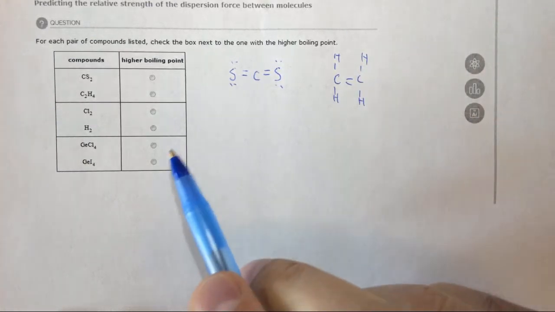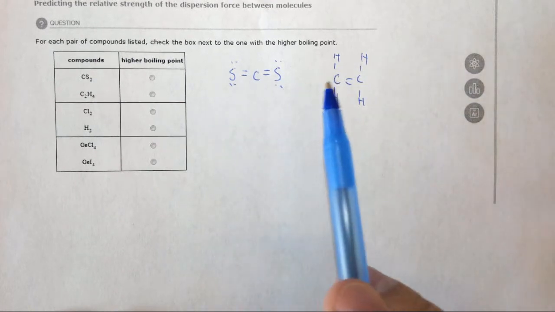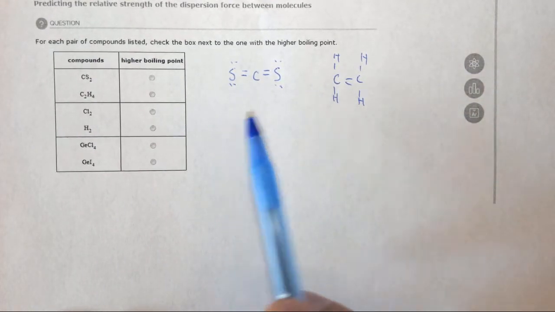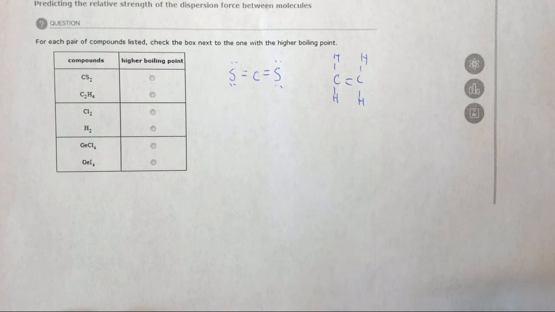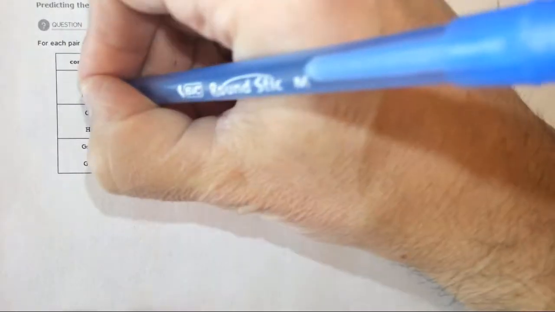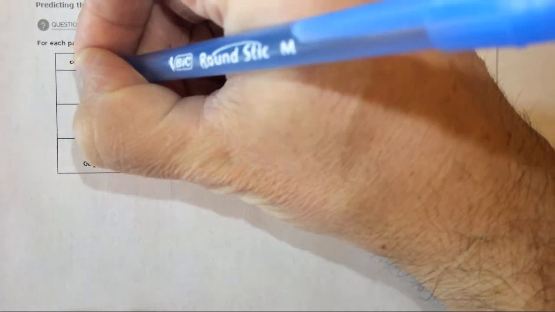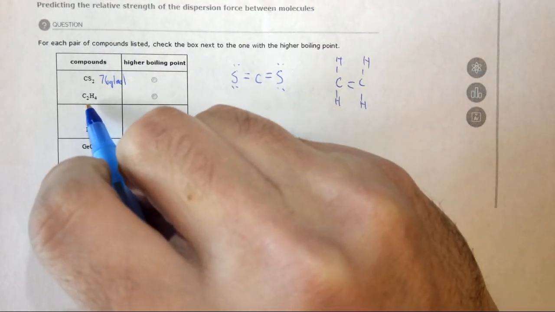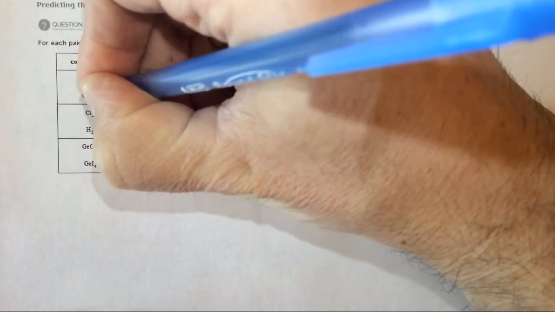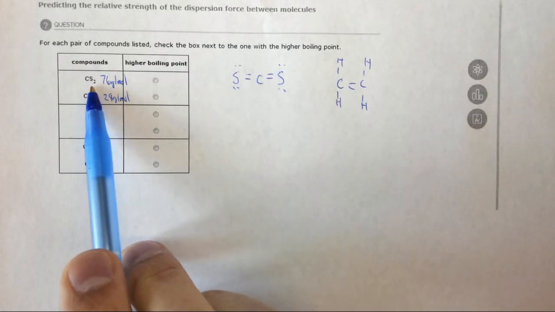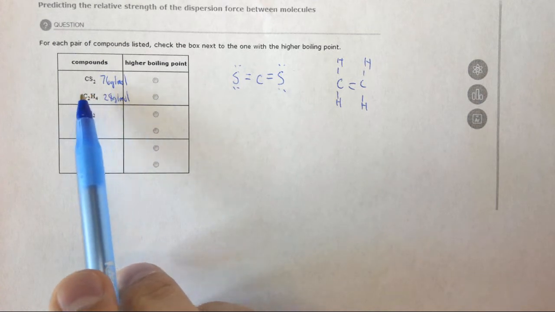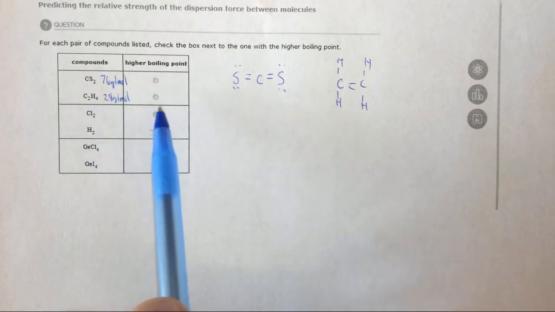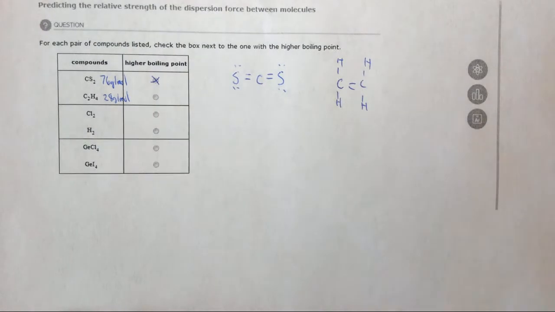Now, one way you can do this is by the number of electrons, and you can actually count the number of electrons. The other way, the way I usually do it, is by molar mass. Generally, something with a higher molar mass has more electrons. So this CS2 has a molar mass of 76 grams per mole, and ethene has a molar mass of 28 grams per mole. Since CS2 has more electrons, therefore it's more polarizable, therefore it has stronger dispersion forces, therefore it has a higher boiling point.